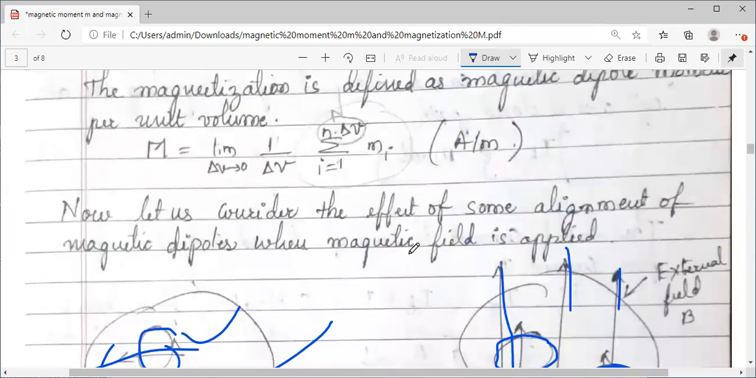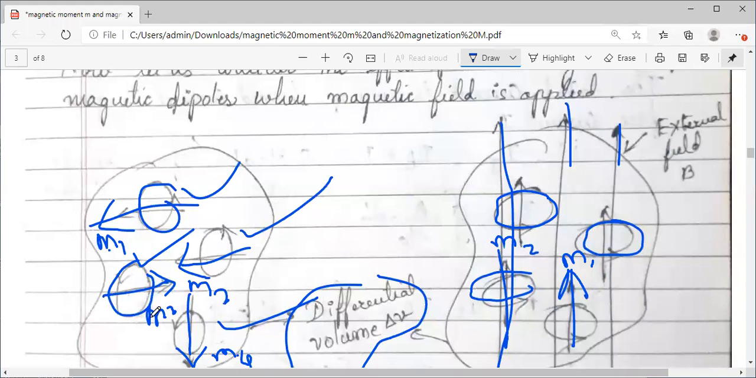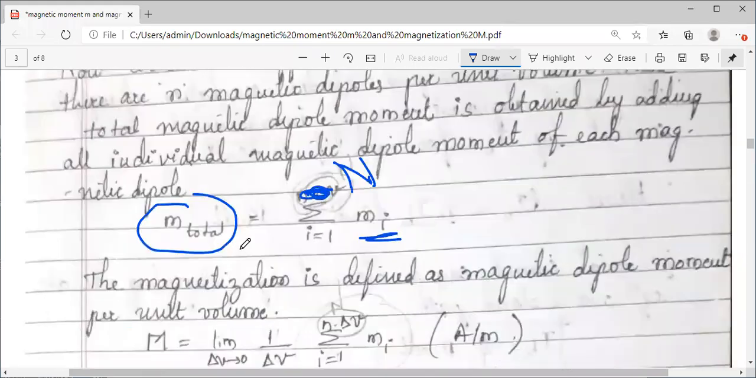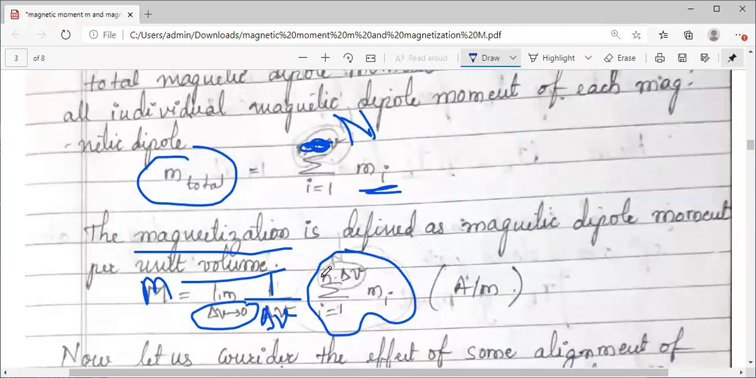Suppose I have n number of such dipole moments, then the total dipole moment is the sum of all. What will it be here? For this volume it is m1 plus m2 plus m3 plus m4, the total magnetic dipole moment. Magnetization is defined with respect to volume. So capital M I can write as 1 by delta V times the sum of moments. The more you shrink the volume, that's why I'm applying the limit here, considering the total magnetic dipole moment per delta V. This gives you the magnetization capital M. This is the equation for capital M, magnetization.